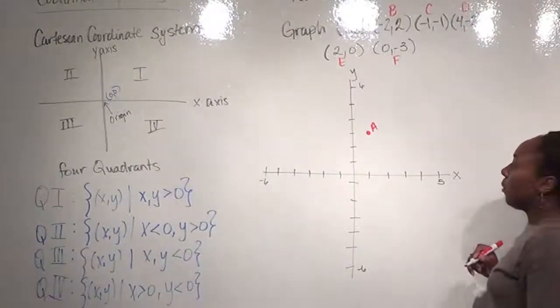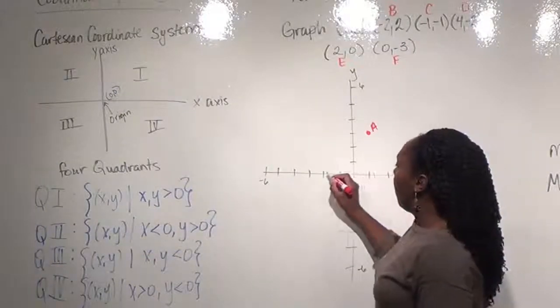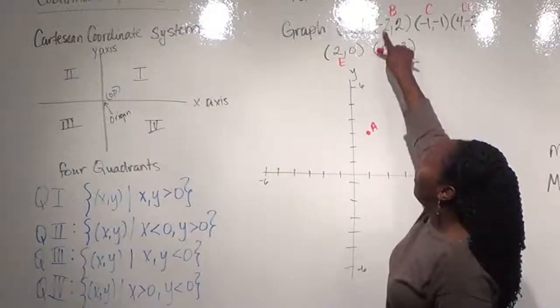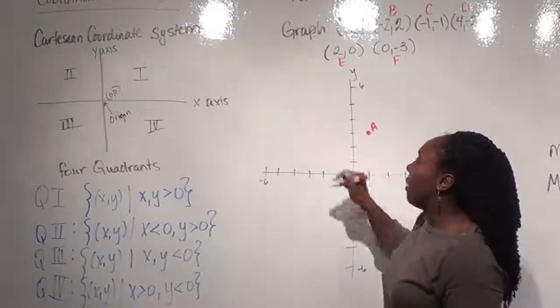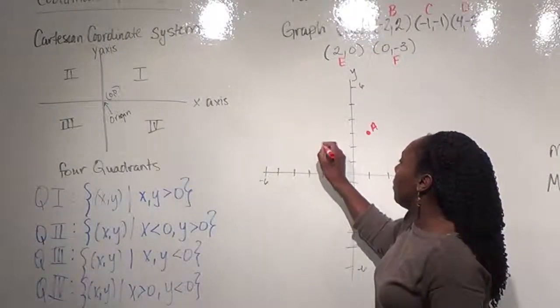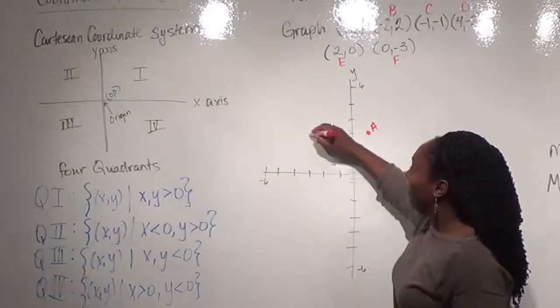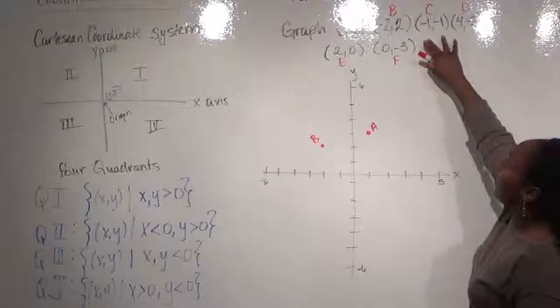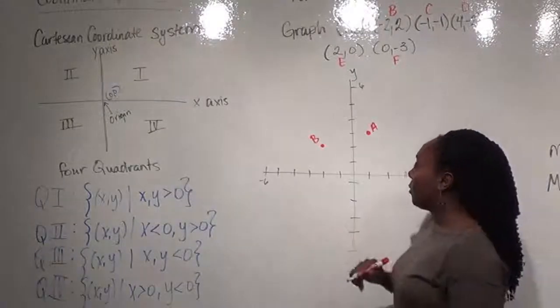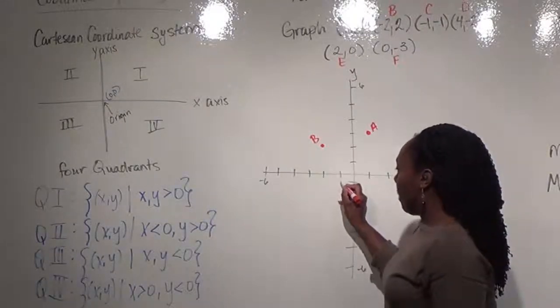For B, -2, 2. So again, x being negative, y being positive, tells me I'm in the second quadrant. So -2 and 2. Again, if I coordinate there. For C, both x and y are negative, so I'm in the third quadrant. So over 1 and down 1.